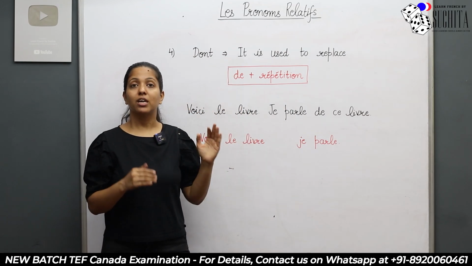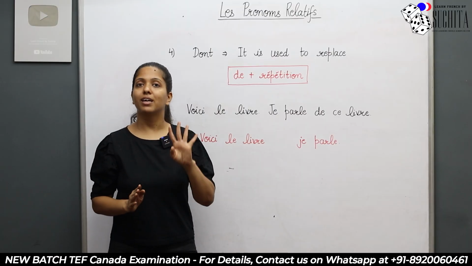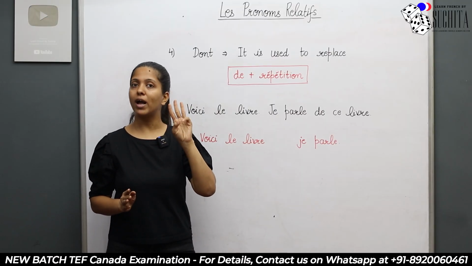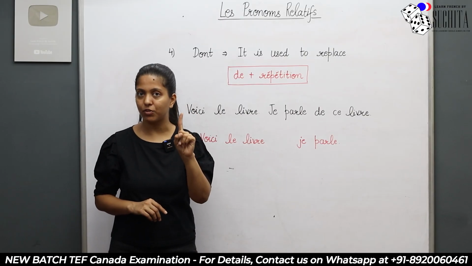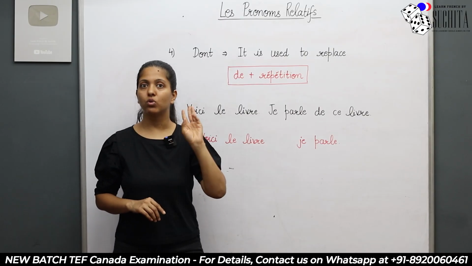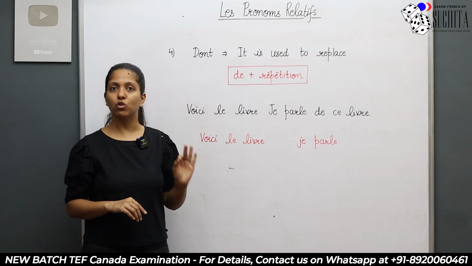So in French, when we talk about simple relative pronouns, les pronoms relatifs simples, there are 4: qui, que, où, and dont. In the first 3 parts, I've already taken up the relative pronoun qui, then que, then où. And now in today's video, we are going to start directly with the relative pronoun dont, right?